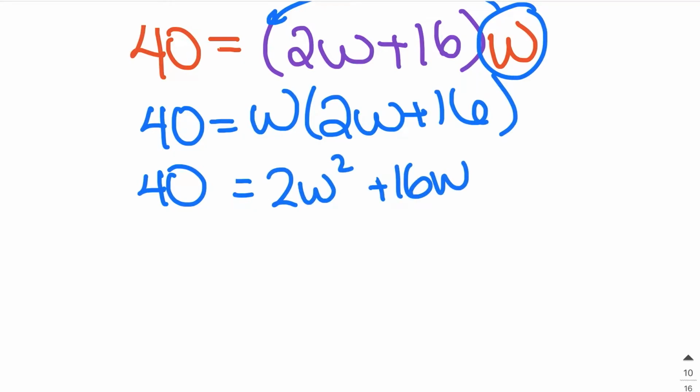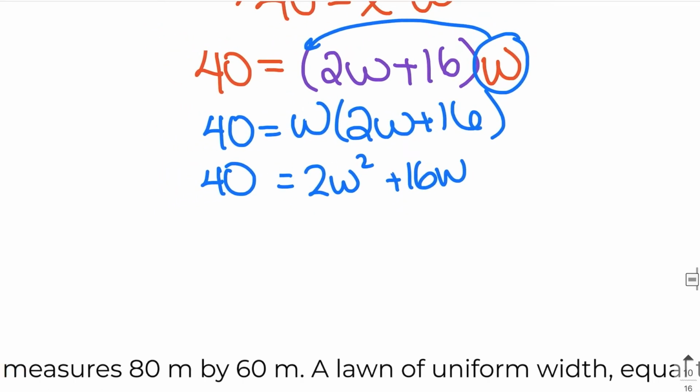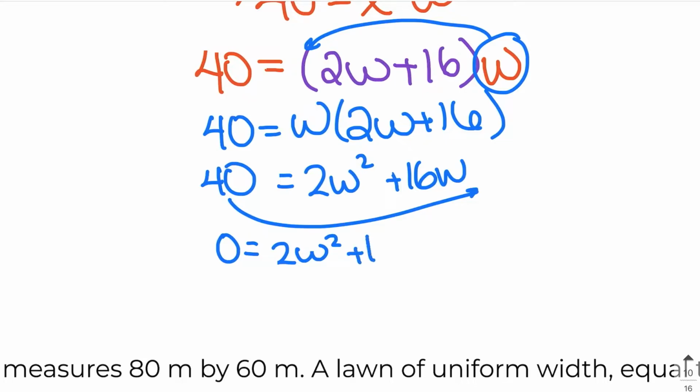Because this is squared, it is a quadratic equation, and I have to solve this by either completing the square, factoring, or the quadratic formula. I always try to factor first if I can, because that's always the easiest or quickest way to do this. In order to factor, I have to have 0 on one side, and my leading coefficient is positive here, so I'm going to get rid of the 40 and move it to the other side. So I end up getting 0 equals 2W squared plus 16W minus 40.